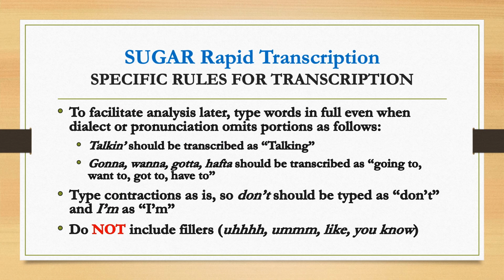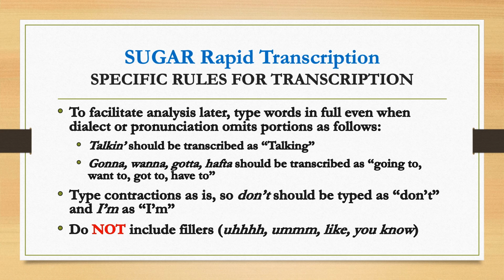Some tips for helping you with analysis later. First, even if the dialect or the pronunciation would allow for the form to be truncated, for example, talkin' instead of talking, that's fine, there's nothing wrong with that, but transcribe it as talking. It'll help you with analysis later. Forms such as gonna, wanna, gotta, and have to should be transcribed as going to, want to, got to, and have to. The reason for this is because, as you'll find out later, in a SUGAR analysis, we count going to as 3 morphemes. Want to, got to, and have to all count as 2 morphemes.